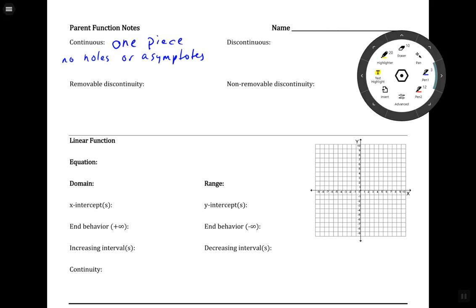Okay, the whole point is continuous means it's one piece, there's no holes, there's no asymptotes. So what is discontinuous then? There's holes and asymptotes, which means there's more than one piece. More than one piece, right?